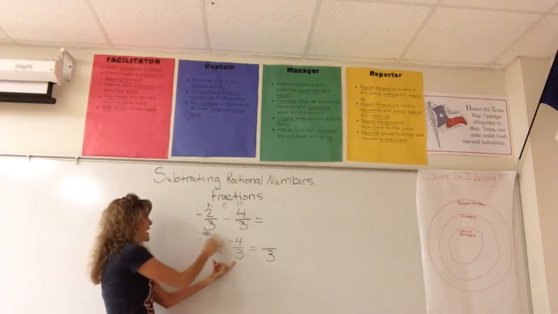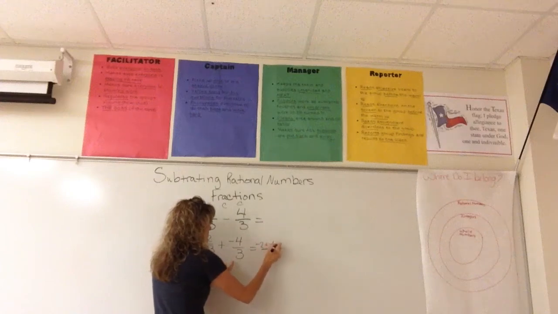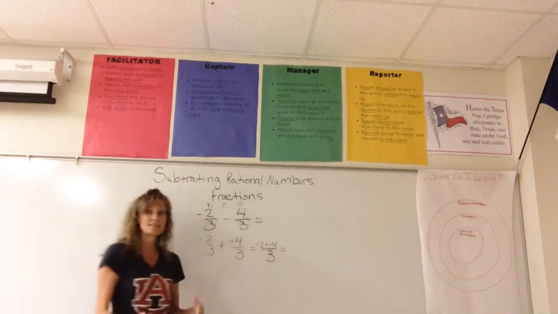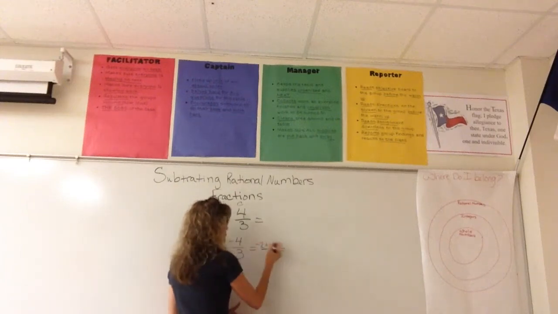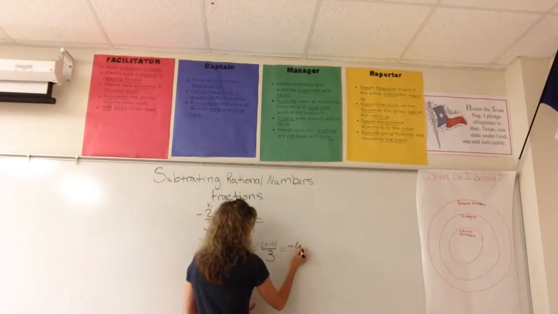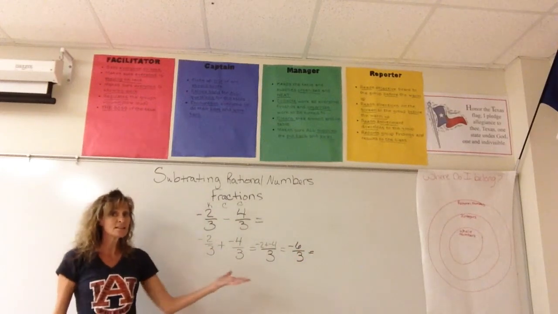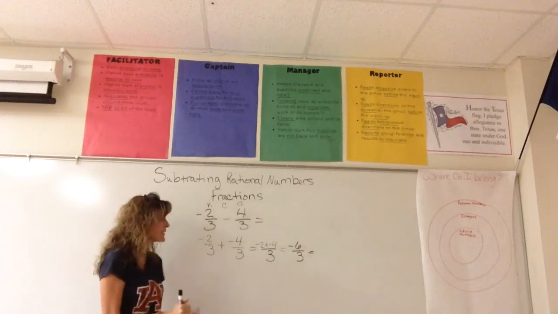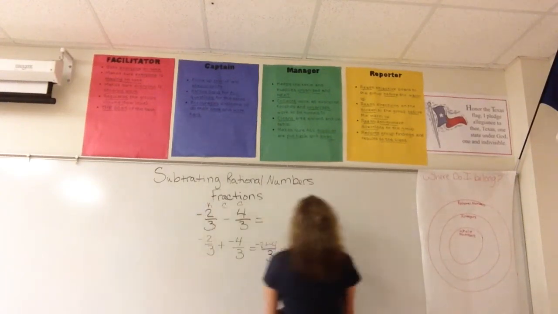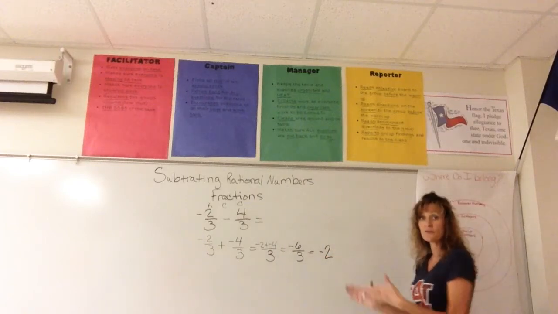And when I'm adding integers, negative 2 plus negative 4, since I have the same sign, I'm adding them up and keeping the sign. So negative 2 plus negative 4 is negative 6/3. If you get this far, I'm going to be happy, but if you can reduce this, I'm going to be even more happy. So negative 6 divided by 3 is negative 2. So the final answer for this is negative 2.